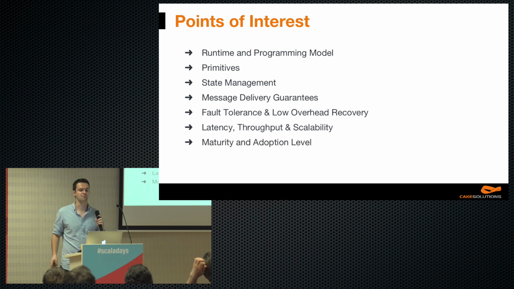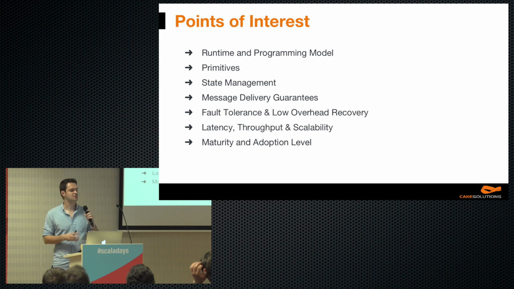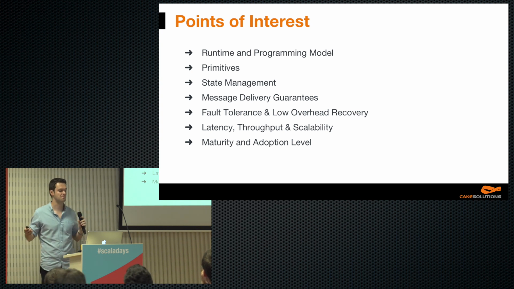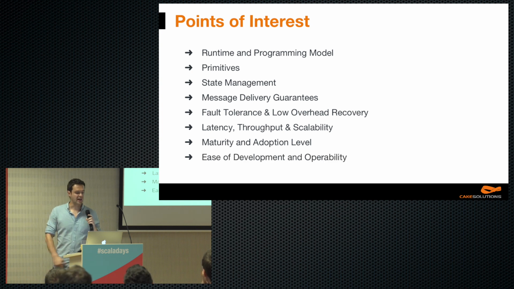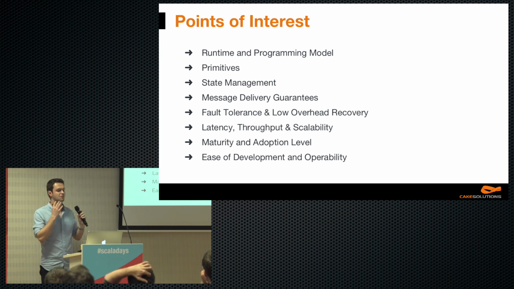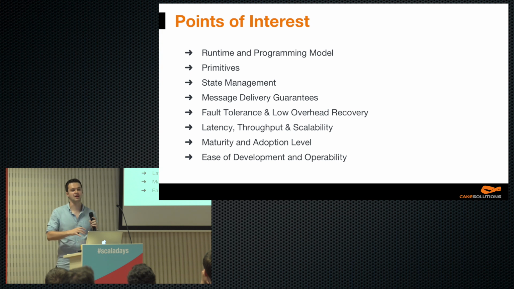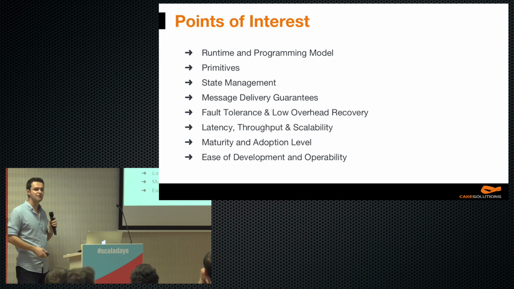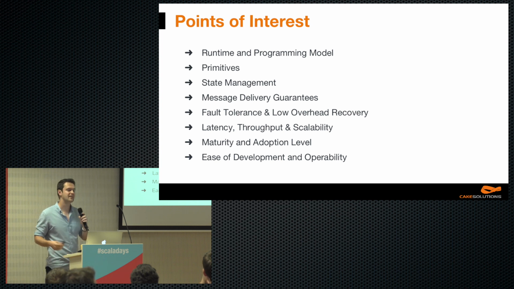We should also take care of maturity and adoption level. This information could give us a clue about potential support, available libraries, or even Stack Overflow answers, and so on. And also, last but not least, the ease of development and the ease of operability. It's great when we have a super fancy system which covers all of our use cases, but if we cannot write a program for it, or if we cannot deploy it, we are done anyway.